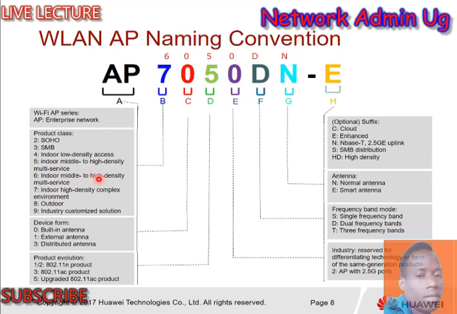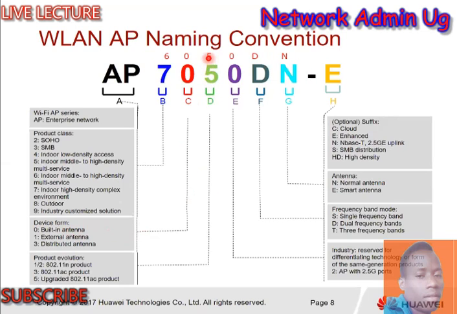It supports only middle or medium enterprises and has a high density. The 0 means whether it has inbuilt antennas, external, or it's a distributed antenna. So we can say that 0 means a built-in antenna. So as you buy these devices from the seller, you just look at the ID of this access point described on the package, and you know that that device has inbuilt antenna, or it has external antennas.